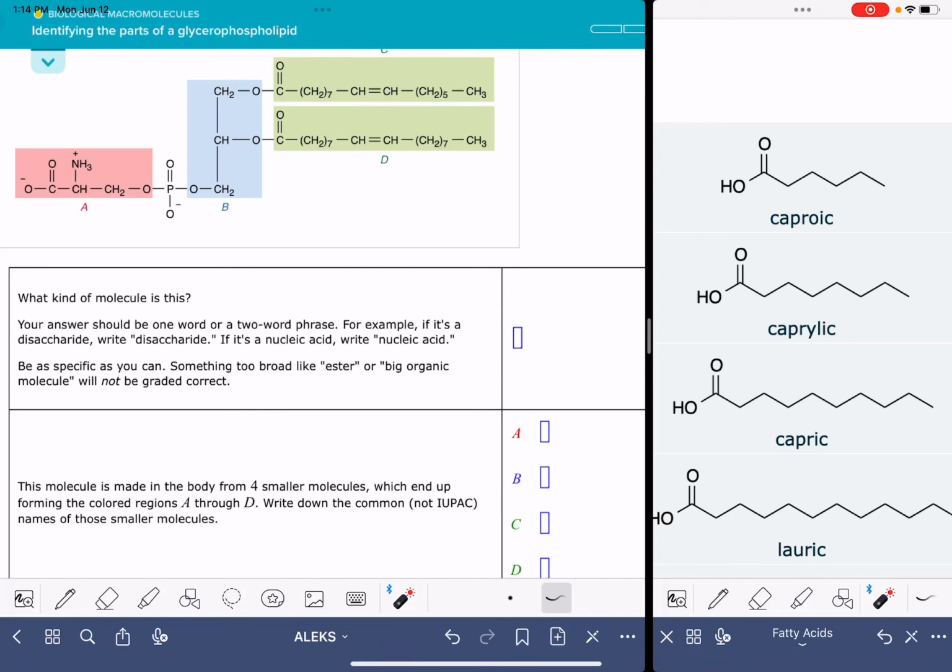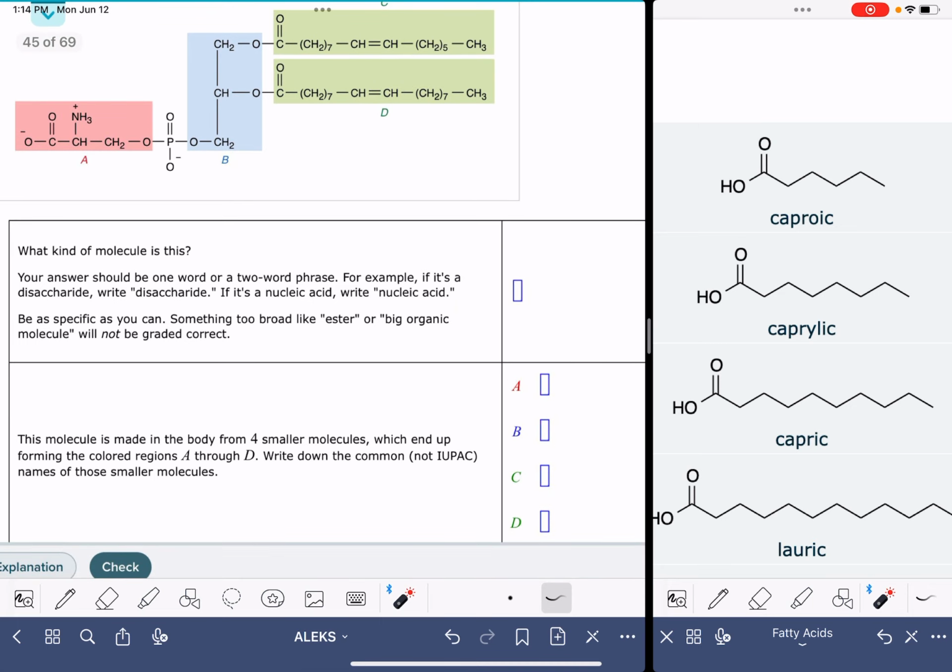In this video, we're going to work on the ALEKS problem called identifying the parts of a glycerophospholipid. There's two different components to this problem. It's asking you, first of all, to identify what type of molecule it is. Don't be tempted to say glycerophospholipid because ALEKS wants a more specific answer than that. We'll come back to this part of the problem. We'll do this part last.